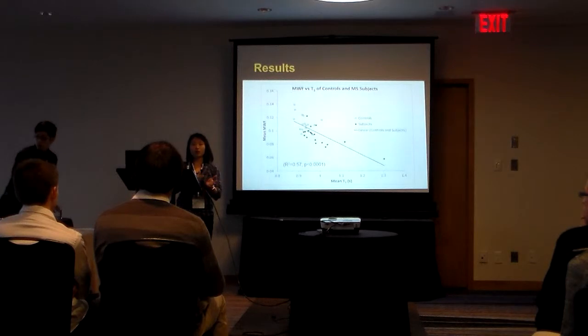Therefore, we didn't have to look at the whole spectrum compared to the control, because in MS, the change over time was not significant enough. And then we assumed that for a control subject, you're not demyelinating because you're healthy.